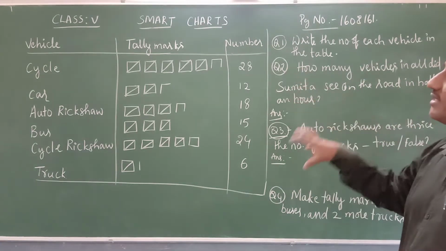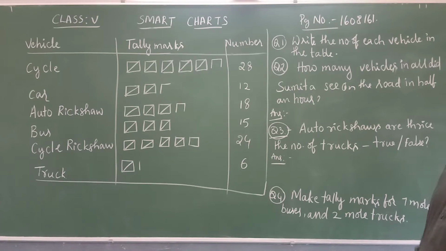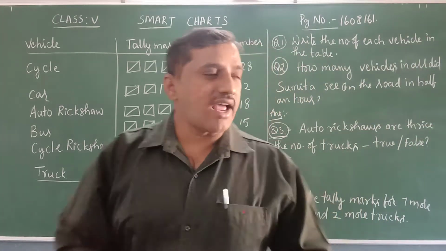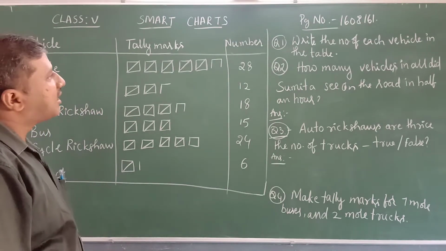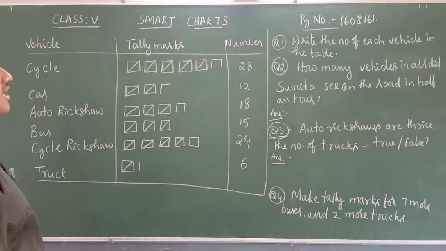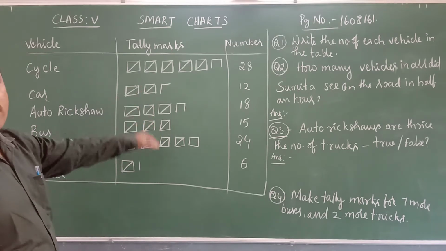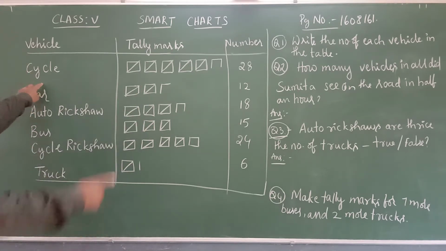Now based on this table, solve the questions. Question number 1. Write the number of each vehicle in the table. Yes, we did it already. Cycles, we have 28, cars 12, auto rickshaws 18, buses 15, cycle rickshaws 24 and trucks 6.